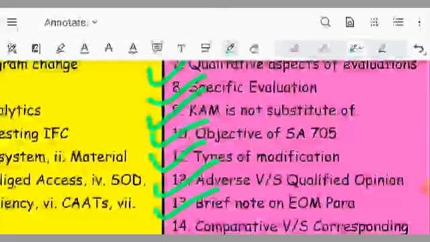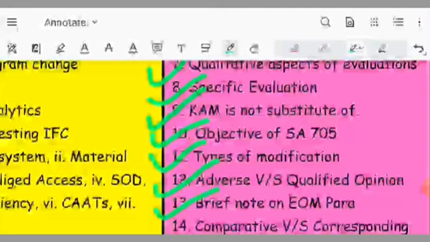Next is how you have to give the content. Firstly, you have to give a separate heading of emphasis of matter paragraph, and then you have to give the reference to where it is located in the financial statements, and that it is only information to the users and not related to the modification. Three contents: heading, its reference, and that it is only information and not related to the modification, right?